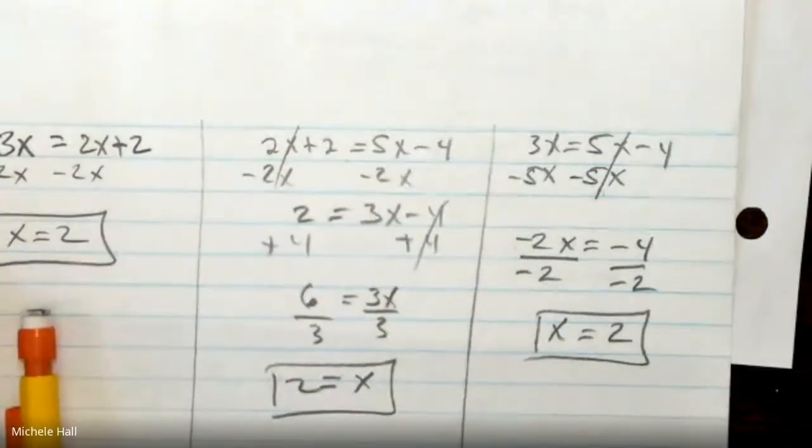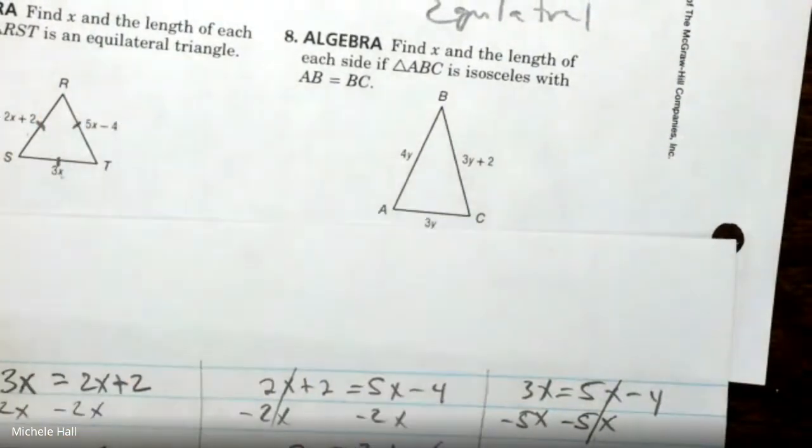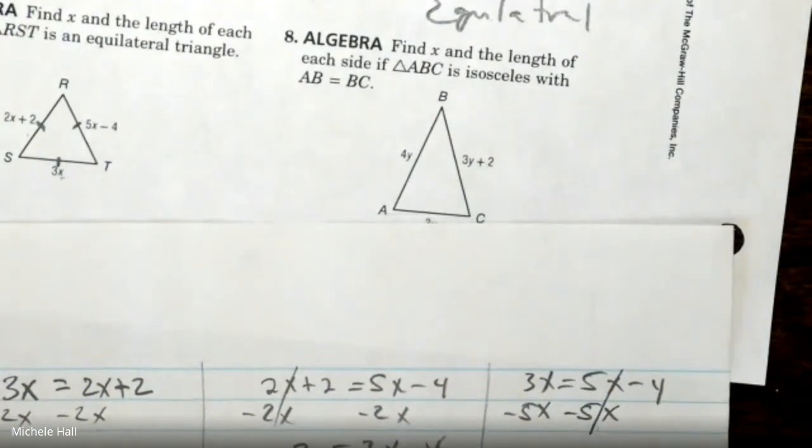Let's say that this is the equation that I picked and I got 2. What's the question asking for? Find the length of each side of the triangle. Did we find the length of the triangle yet? We did? No. Okay, find the length of the triangle.